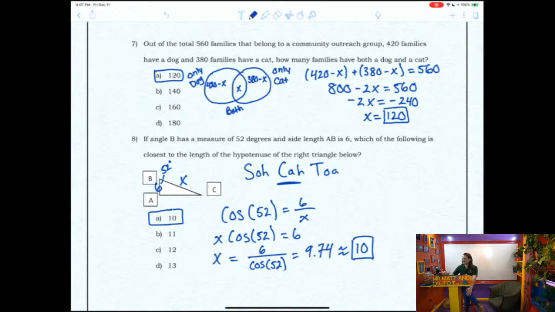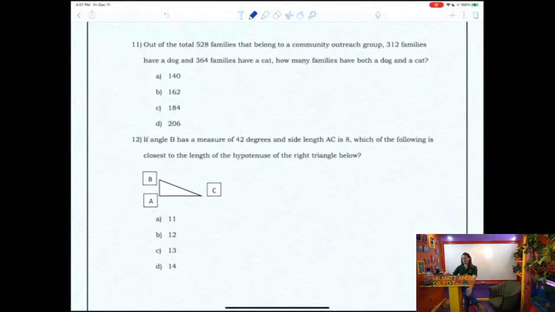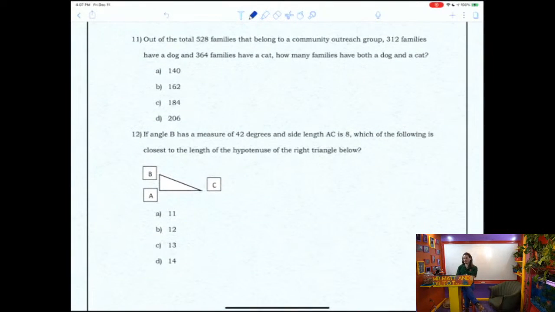And let's look at the last pair of questions for today. Number 11, out of the total 528 families that belong to a community outreach group, 312 families have a dog and 364 families have a cat. How many families have both a dog and a cat? And number 12, if angle B has a measure of 42 degrees and the side length AC is 8 units long, which of the following is closest to the length of the hypotenuse of the right triangle below? So I'll give you 6 minutes. After about 2 minutes, I'll start to solve.